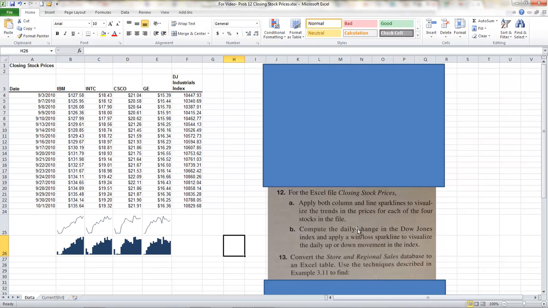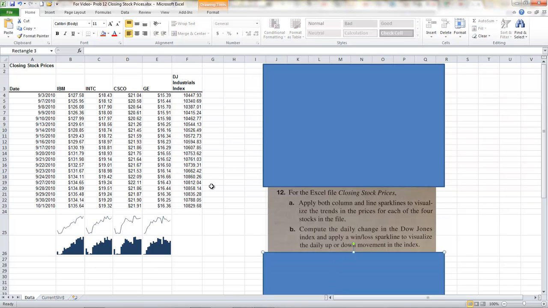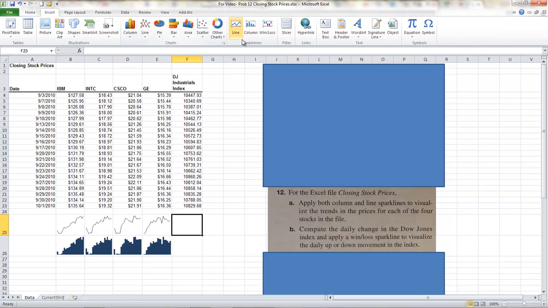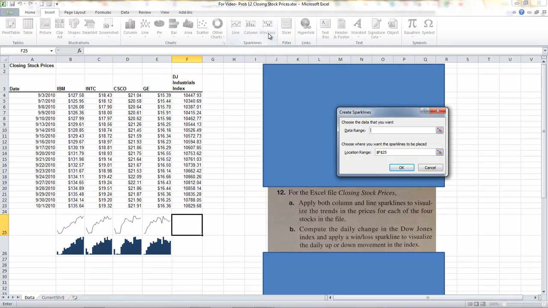So part B asks us to compute the daily change in the Dow Jones Index and apply a win-loss sparkline to visualize the daily up or down movement in the index. Okay. All right, I'll take care of 12. So we'll put it in here, and we're going to insert the win-loss style of sparkline. It's going to ask us for our data range.